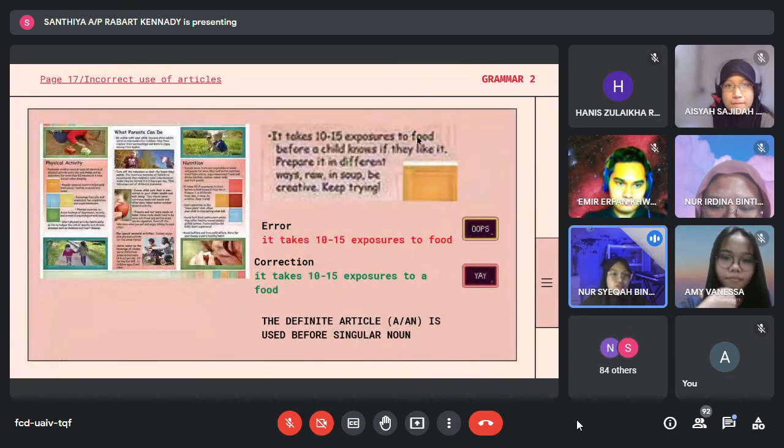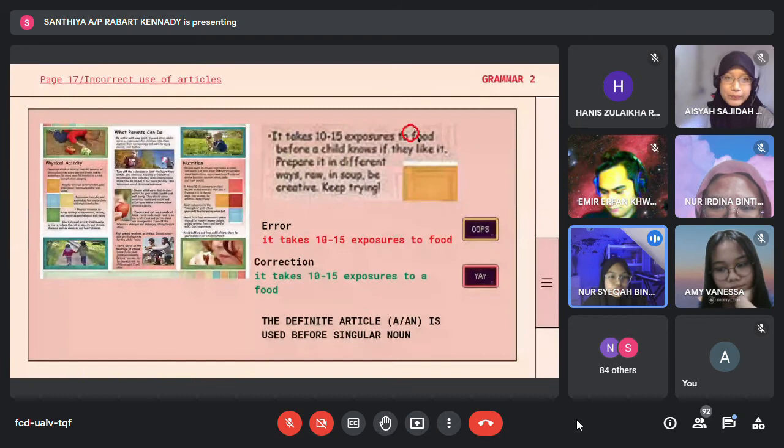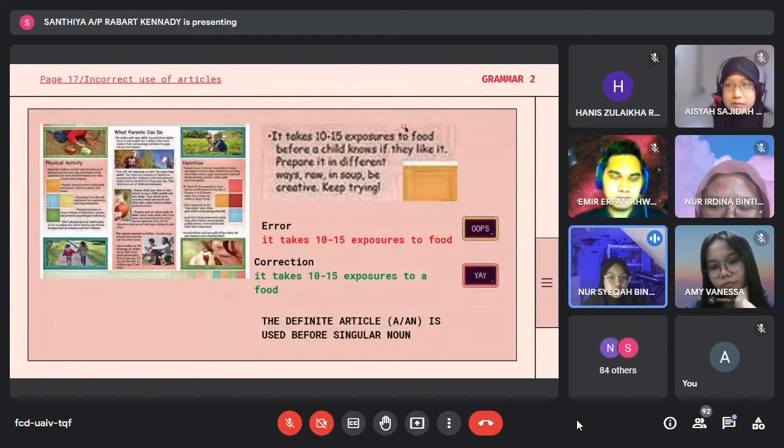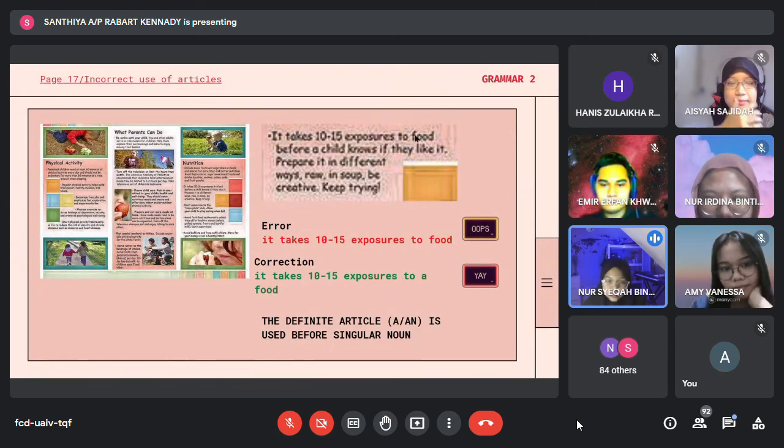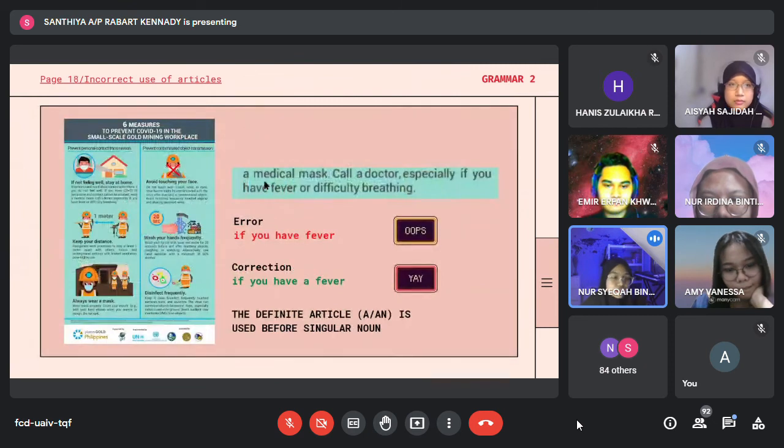So for example 2, the error here is "it takes 10 to 15 exposures to food." We know that food is a noun and it's a singular noun. So the correction is "it takes 10 to 15 exposures to a food." We should use the article a before food. Next slide, please.